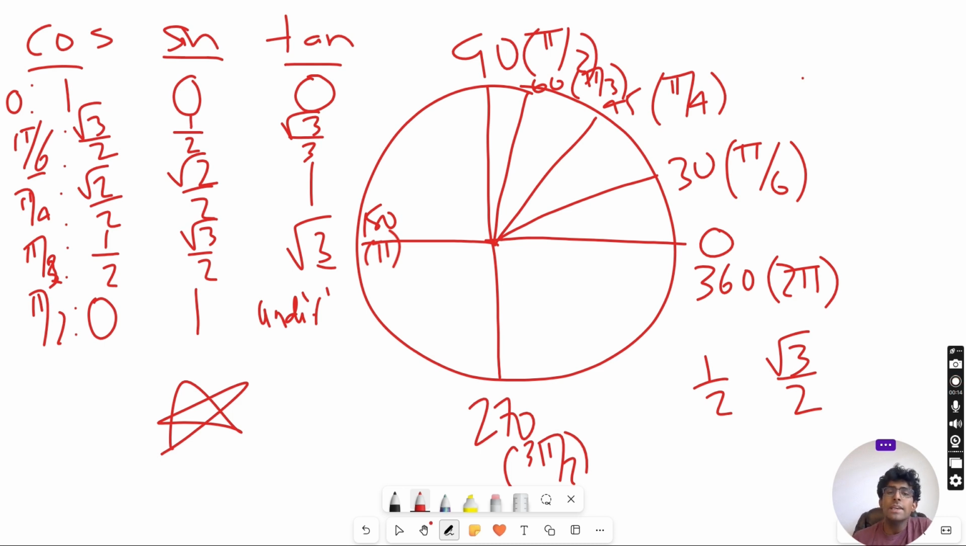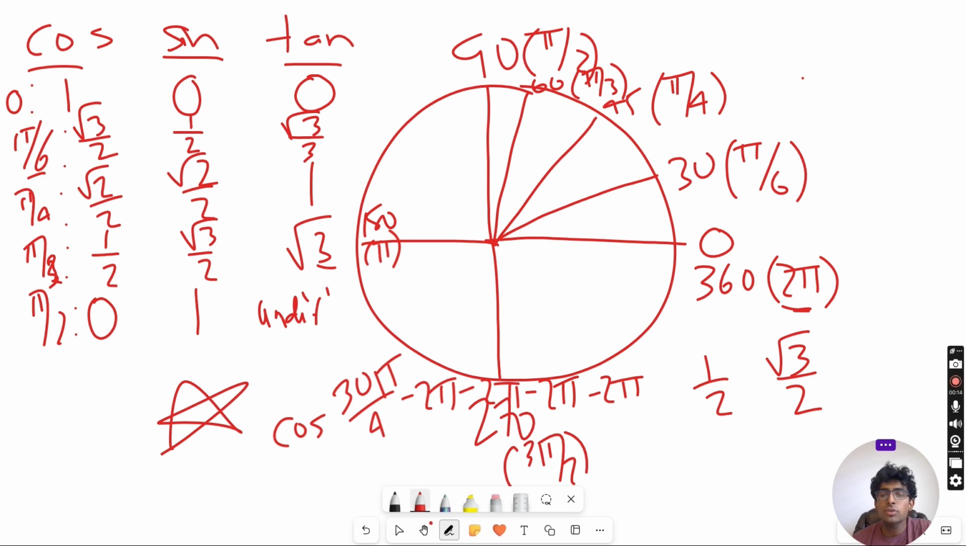And one quick thing, if you see an angle that is greater than 2 pi, like if you want to find, let's say, the cosine of 30 pi over 4, right? That's greater than 2 pi. You basically want to take this angle and subtract multiples of 2 pi until you get down to a unit circle angle. And then it's the same cosine. So if we were to do this, we would subtract 8 pi over 4, subtract 8 pi over 4, subtract 8 pi over 4. We'd get down to 6 pi over 4 or 3 pi over 2.